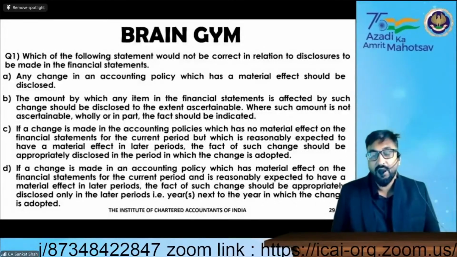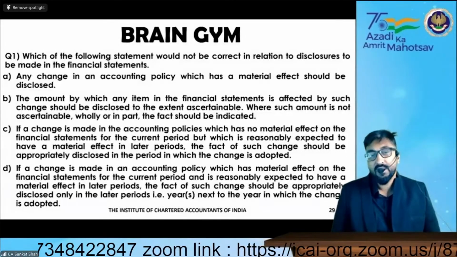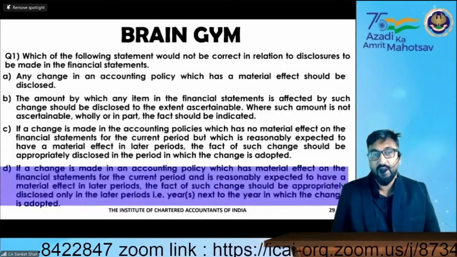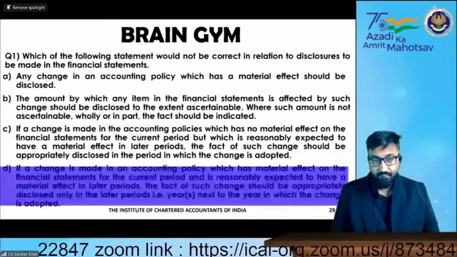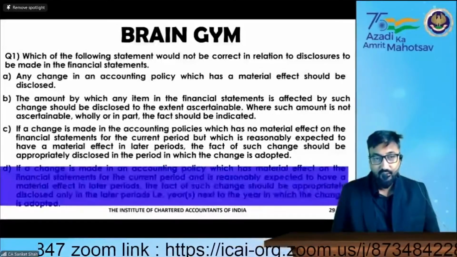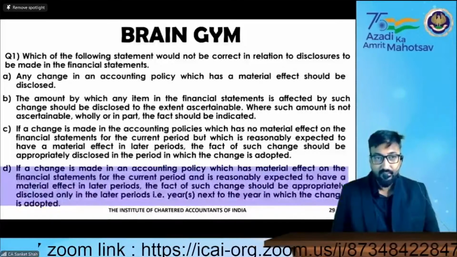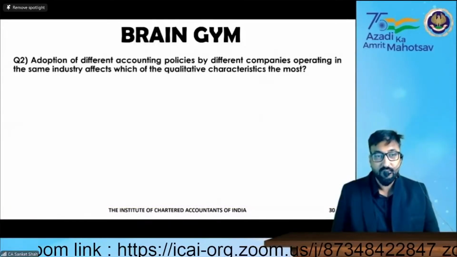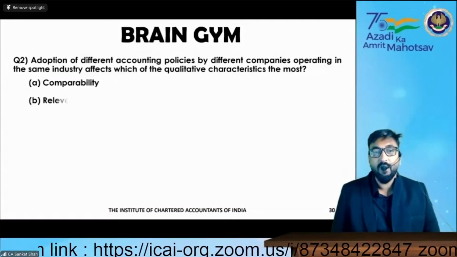Disclosed only in the later period? No, in the same period you have to disclose it. So D is the wrong answer. In the same year, you have to disclose the fact, and the amount also.